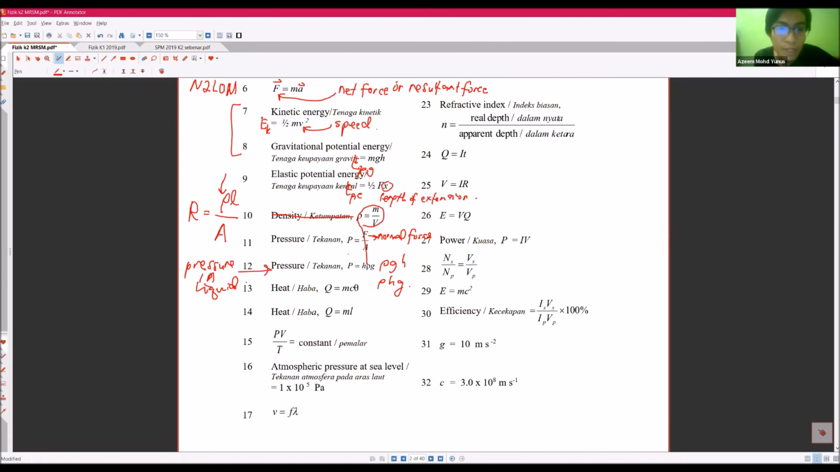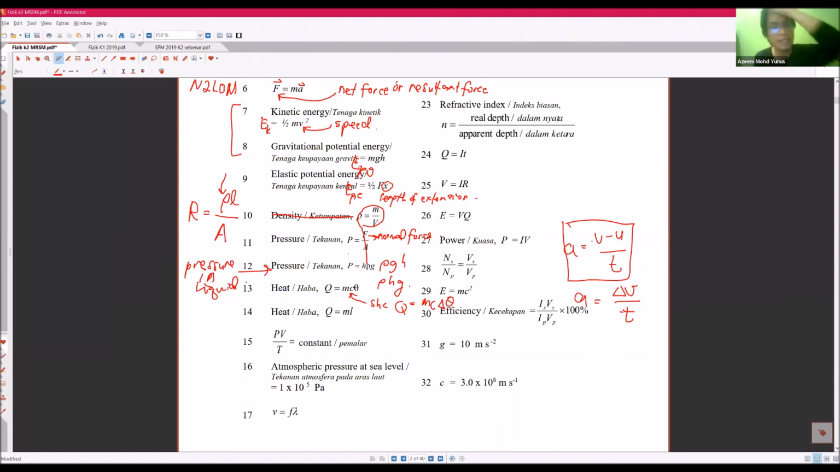Number 13, Q equals m c theta. C here is the specific heat capacity, and theta is the change in temperature. For the new SPM format, it is going to be m c delta theta. This is a more accurate representation of the formula because delta means change, to subtract. Like in the formula for acceleration, v minus u over t, this term is equal to delta v over t, the same thing.